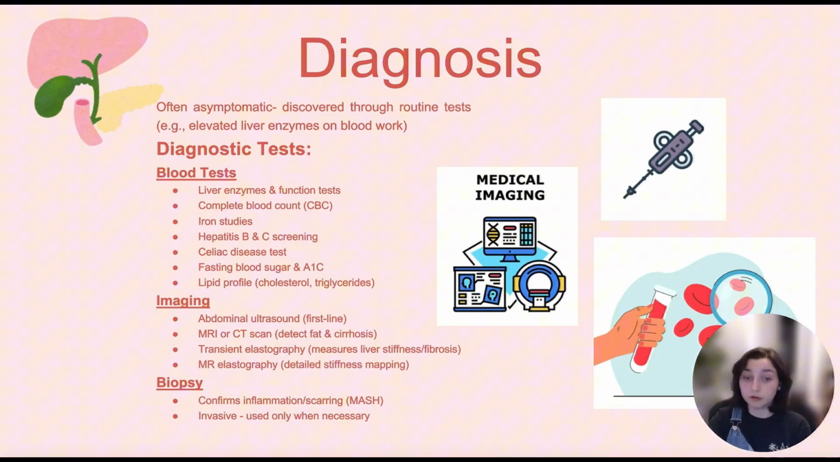Imaging tests are also very important. An abdominal ultrasound is typically the first step, while an MRI or CT scan can provide more detailed information. Newer techniques like elastography measure liver stiffness, which helps detect scarring. In some cases, if results are unclear or more severe disease like MASH is suspected, a liver biopsy may be performed. This involves taking a small tissue sample from the liver to check for inflammation and scarring, but it is only used when necessary because of how invasive it is.